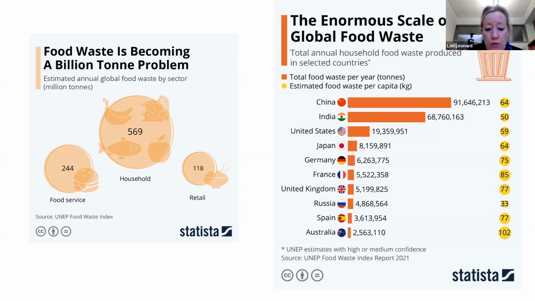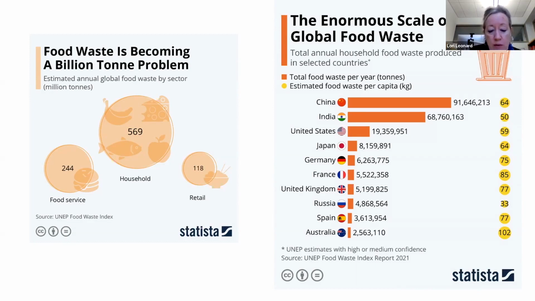We use the term food waste, and that's the subject of this UNEP report, to refer to food that is not sold or eaten at the retail, the food service, or the consumer end of the supply chain. So we used to think that food waste was more prevalent in wealthy countries than in poor countries. This UNEP report actually challenges that idea.